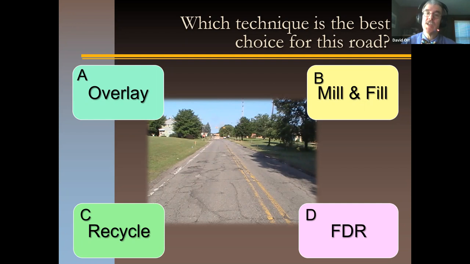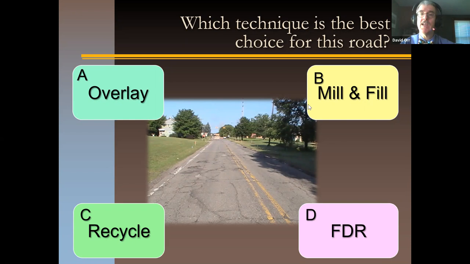If the foundation's good, this is probably a pretty good candidate for recycling or a mill and fill, depending upon other factors. But if there's a base problem, if those cracks are because of a base issue, you're going to have to go with something more extensive, like a full depth reclamation. It definitely is not a candidate for a straight overlay. You're going to have to do something, otherwise those cracks are going to reflect back through. It's not a good candidate in that particular case, but pick good candidates.